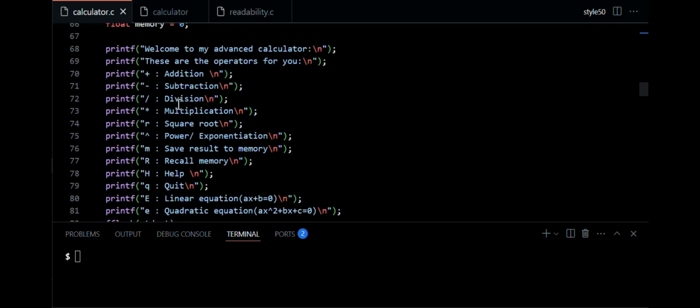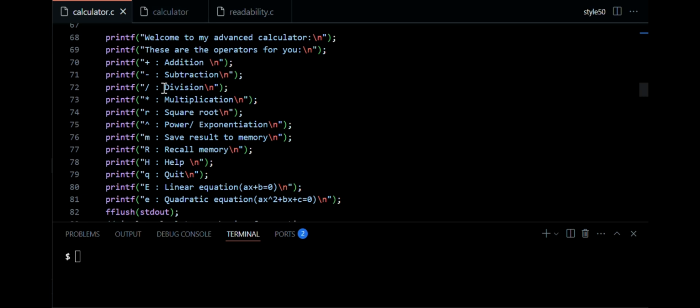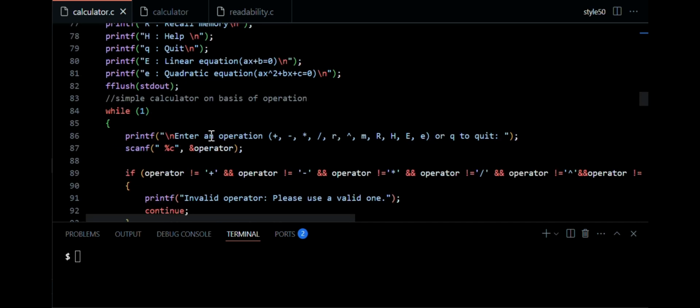Here I have provided some help for my calculator users, some basic info about how to use this calculator. Basically the plus sign is used for addition, minus for subtraction. Similarly, M for save results to memory, R for recalling memory, H for help, Q for quit, E for linear equation, and a small e for quadratic equation.